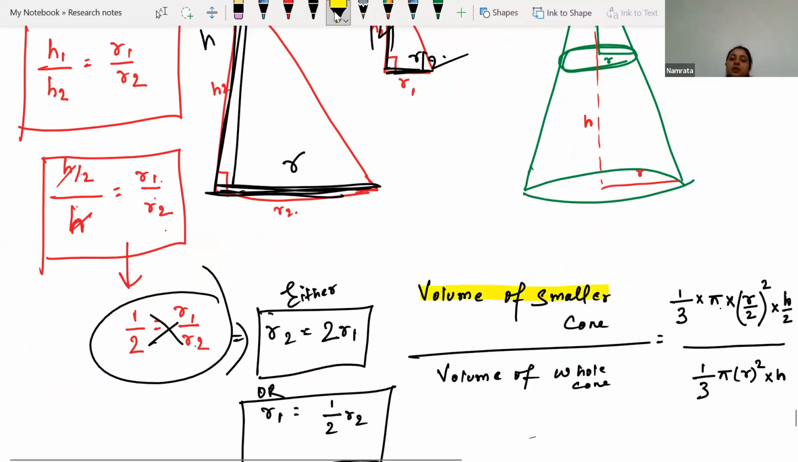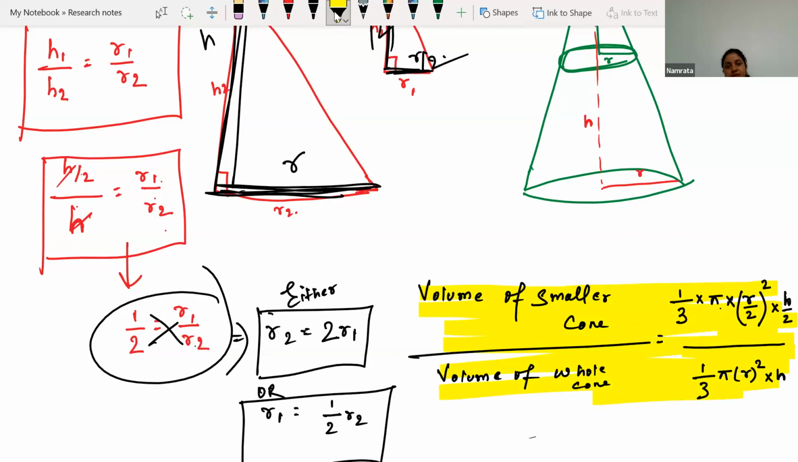I'm talking about only this part because this is the main thing. Now we are going to do the calculation over here. Is it clear? Yes, ma'am. Okay, let's do the calculation.